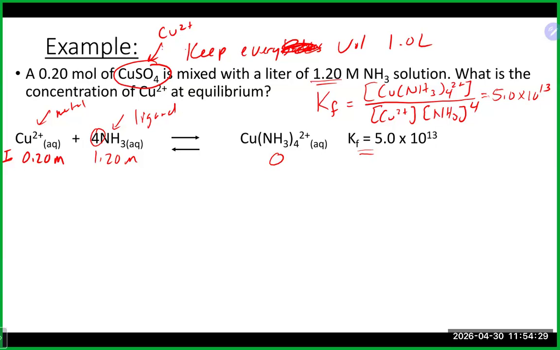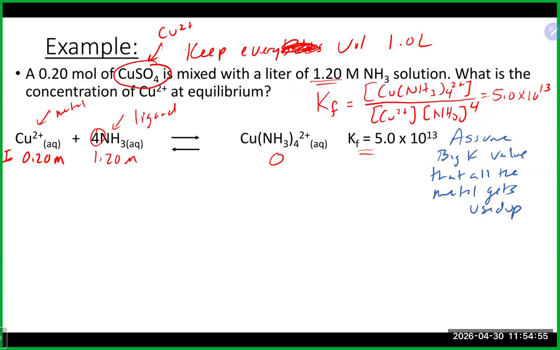Now, because that's a really big value of K, we actually make an assumption when we do these types of problems. The assumption is that because we have a big K value, all of the metal gets used up.